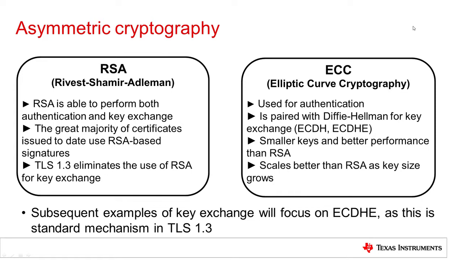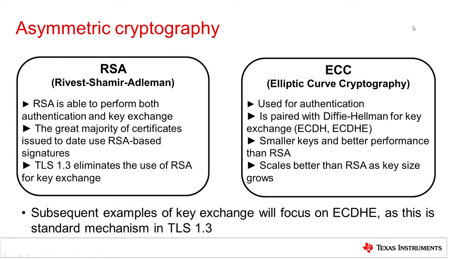ECC is a slightly newer asymmetric cryptography technology. ECC on its own is simply used for authentication methods such as digital signatures, but it's paired with an algorithm called Diffie-Hellman to perform key exchange. So when you see ciphers that start with EC, that means elliptic curve, so ECDH, ECDHE, ECDSA, all those things are based on elliptic curve cryptography.